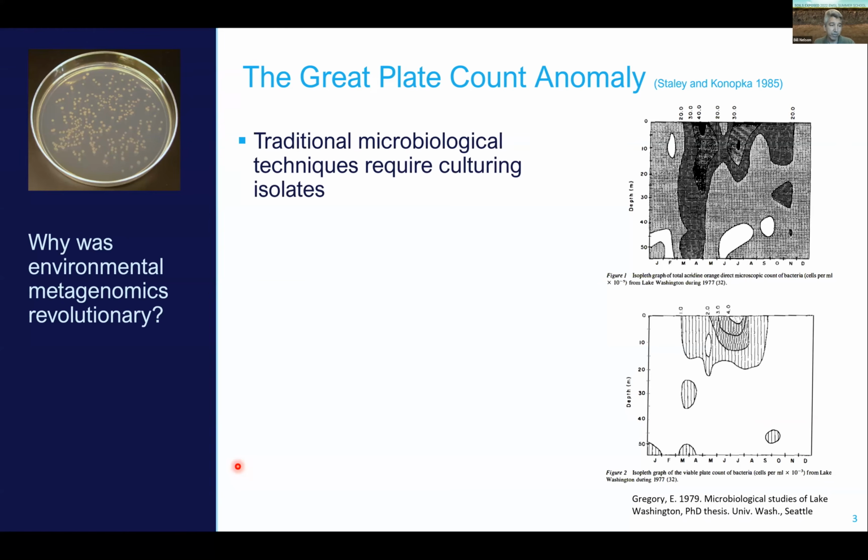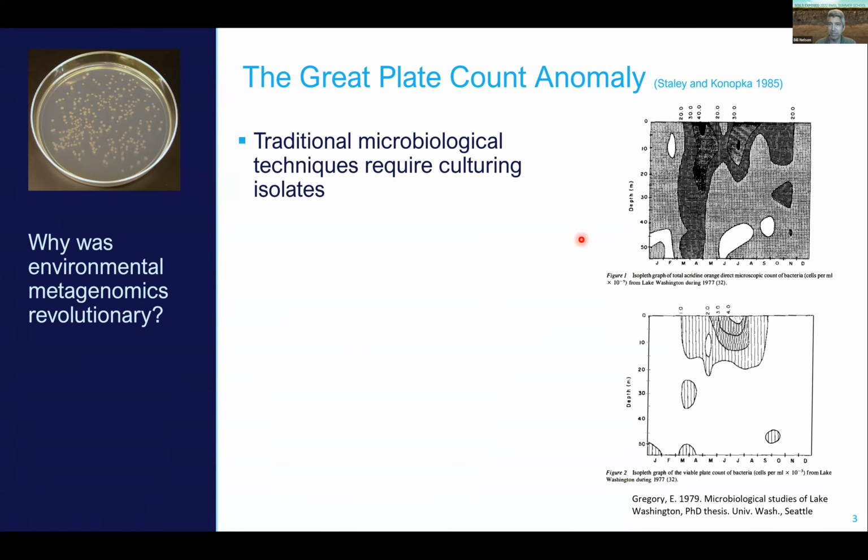And this greatly advanced our understanding of microbiology, but there was the issue that was termed the Great Plate Count Anomaly by Staley and Konopka in 1985. And that was that if you looked in the environment, it looked like there were more microbes out there than you could actually grow on a plate.